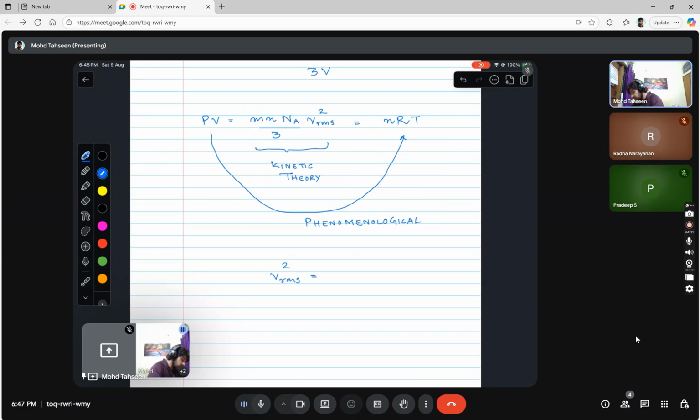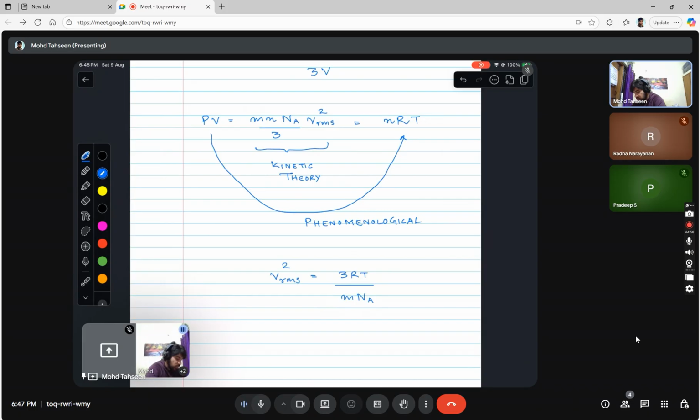Let's calculate VRMS squared. So n and n will cancel out, this n and this n. We will have 3RT divided by M N A. Anything else? No, right? And Na is the Avogadro's number. So what is M times Na?